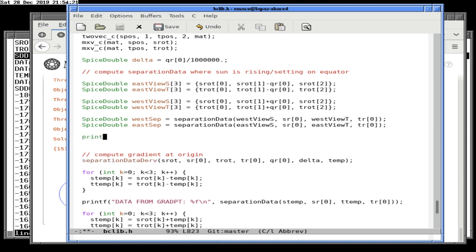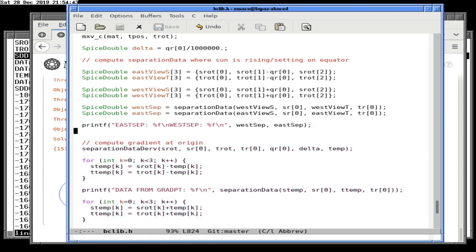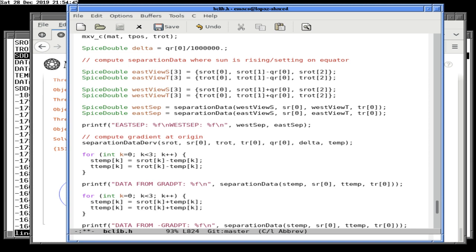So let's go ahead and just print them out for right now. East sep, percent F. Oh, this is really unnecessary, but we'll do it. West sep. West sep, east sep. Right side, north side, south side, east side. Sounds like a song. Okay, so those are the two extrema values.